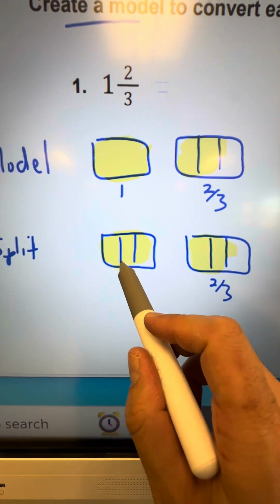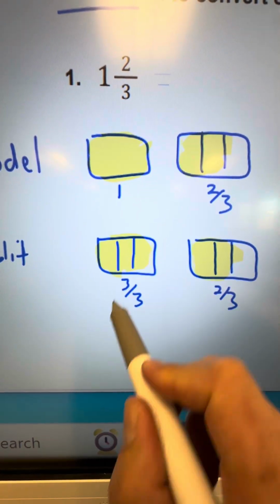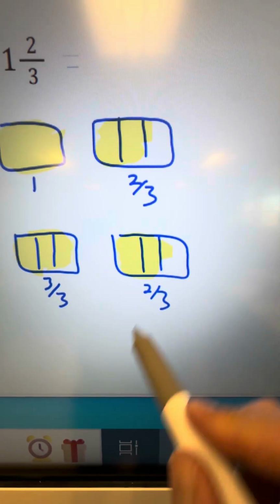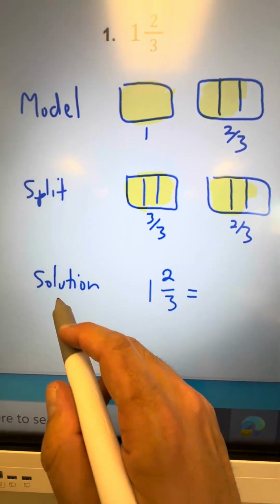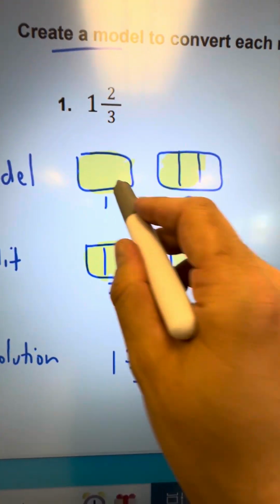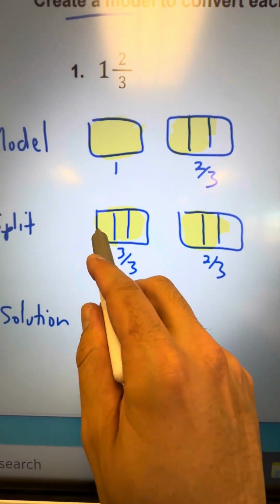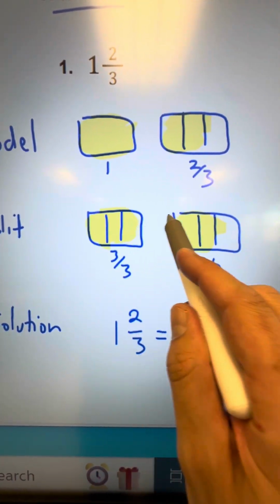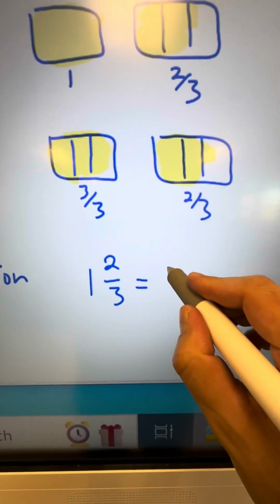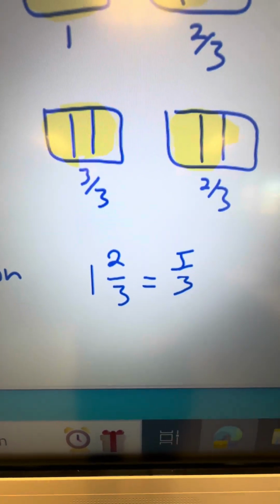And here you can see that we have 3 out of 3 slices shaded here, and here I have 2 out of 3 slices shaded. And now the solution is simply saying, okay, 1 and 2/3, which is what I started with, is equivalent to how many thirds altogether. So if you were to count all the thirds, 1, 2, 3, 4, 5, you can see 1 and 2/3 is the same thing as 5/3.